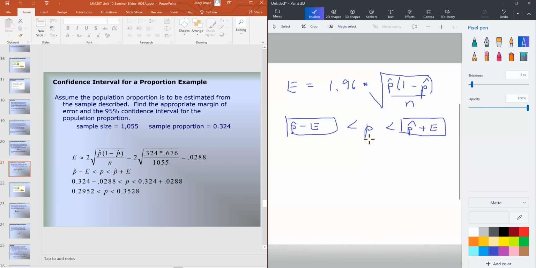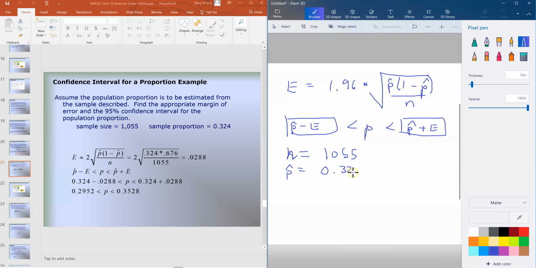Okay, so here's an example. Assume the population proportion needs to be estimated. Find the margin of error and the confidence interval. So this one is a lot like number 10, if you missed question number 10 on the quiz. It gives you the sample size, which is our n. So our n equals 1055, and it gives us the sample proportion. Well, that's our p hat.